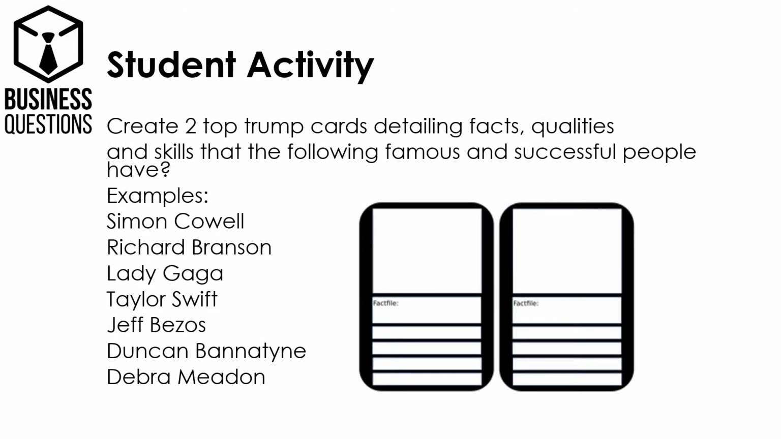One final activity for you to do, and that's to create 2 top trump cards detailing facts, qualities and skills that the following famous and successful people have. So examples could be Simon Cowell, Richard Branson, Lady Gaga, Taylor Swift, Jeff Bezos, and Duncan Bannatyne or Deborah Meaden. What have they done to ensure that they're successful entrepreneurs? What skills have they got? And what business are they in at the moment?